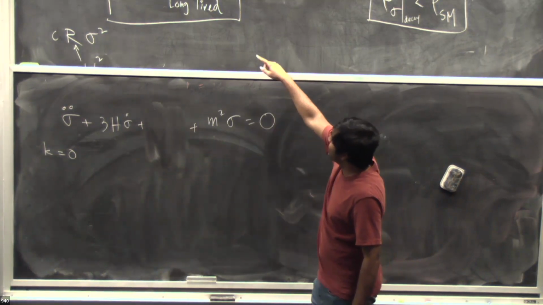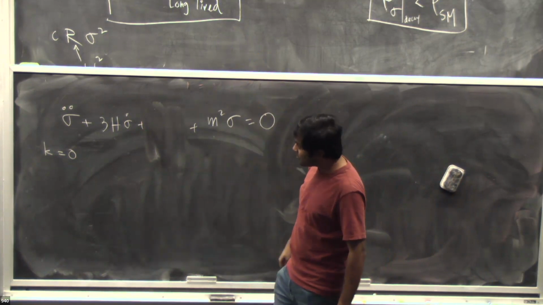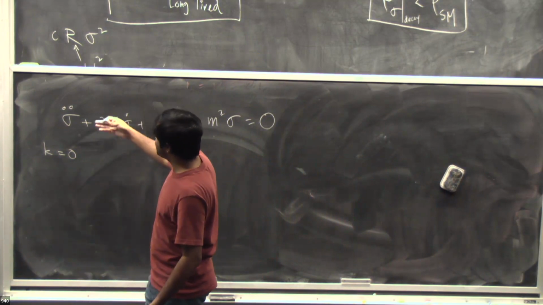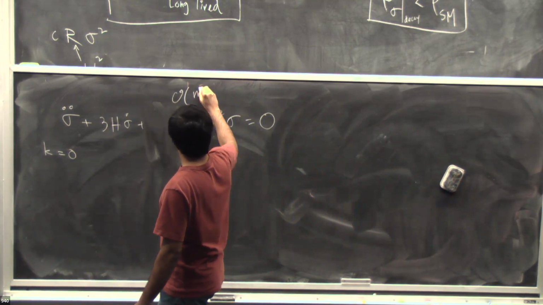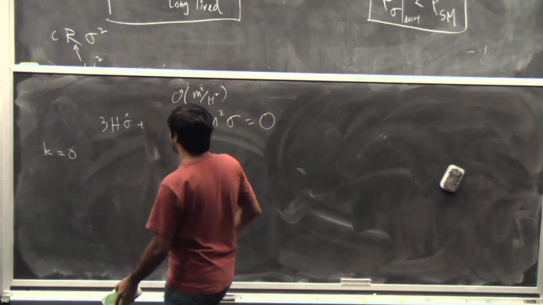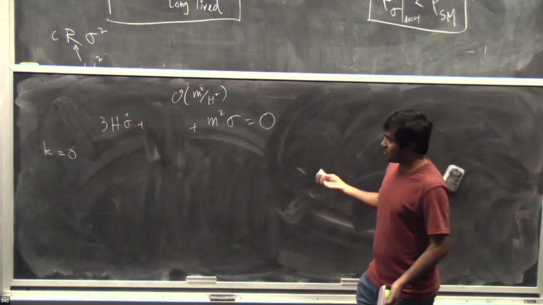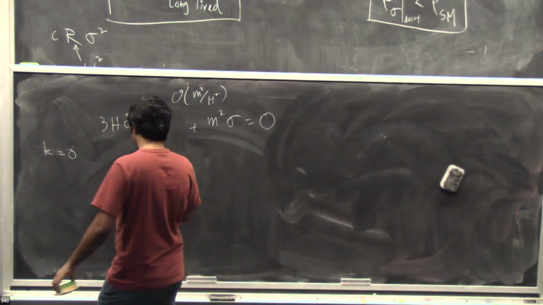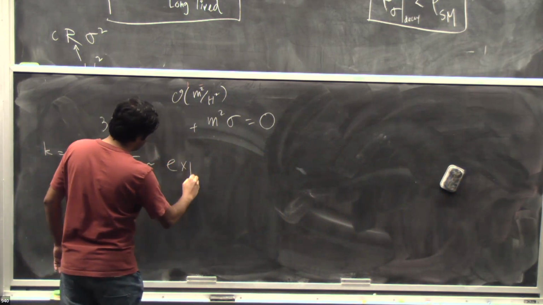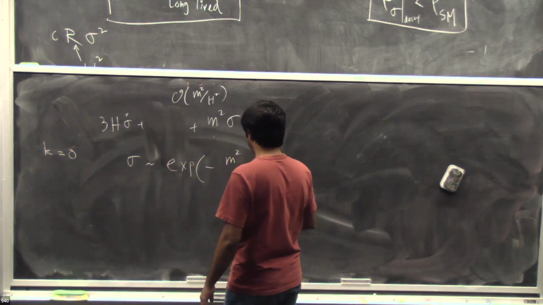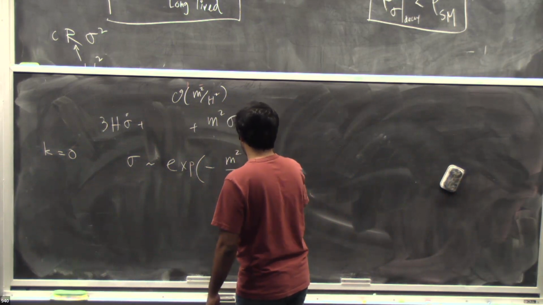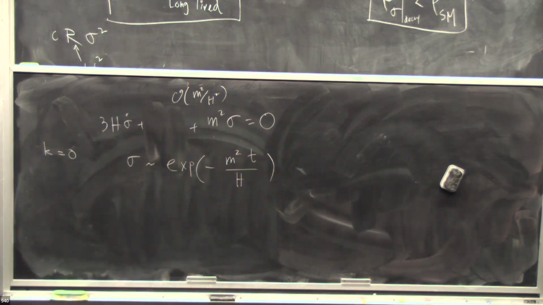Let's also consider the limit where the mass is somewhat smaller than Hubble. In that limit, the field slow rolls, and you can show that up to order m square over Hubble square corrections, you can also drop this term. Now you have a very simple equation. You can solve it, and what you basically see is that the solution is m squared t over H, up to some order 1 factors.